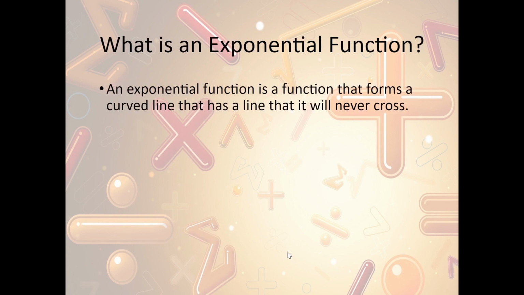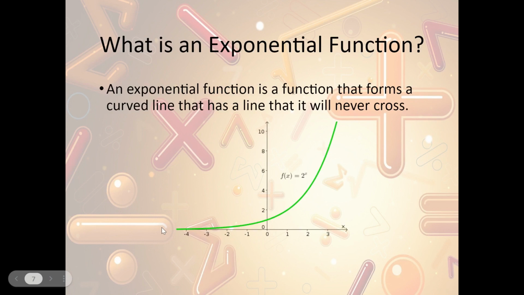Now what is an exponential function? An exponential function is a function that forms a curved line that has a line that it will never cross. For instance, this is an exponential function. It's a curved line, it's a single curve, it starts low and works its way up. It could go this direction also, start high and work down. But it has a line it never crosses.